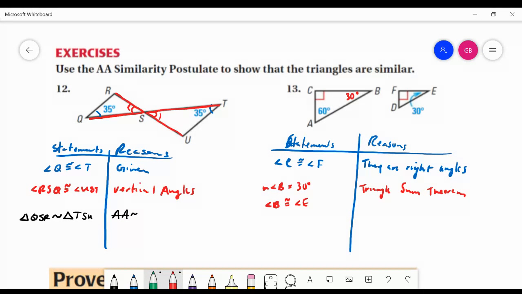Okay, because of the triangle sum theorem, we could also use substitution. And finally, since we have two pairs of angles that are congruent, triangle ABC is similar to triangle DEF because of the angle-angle similarity theorem.